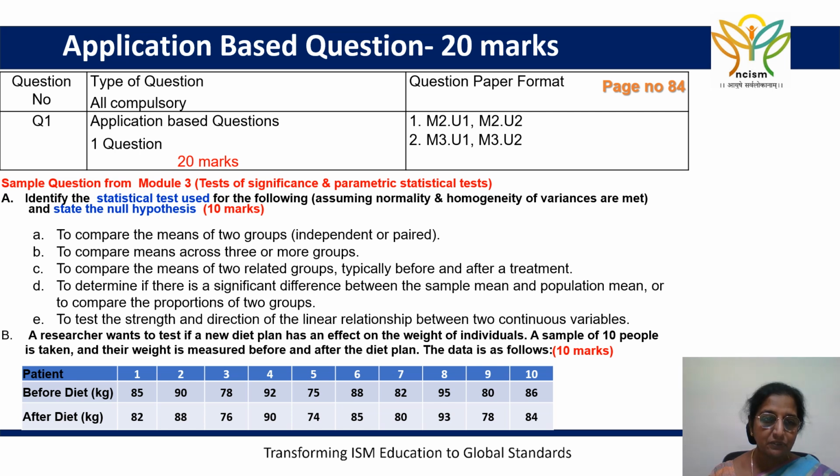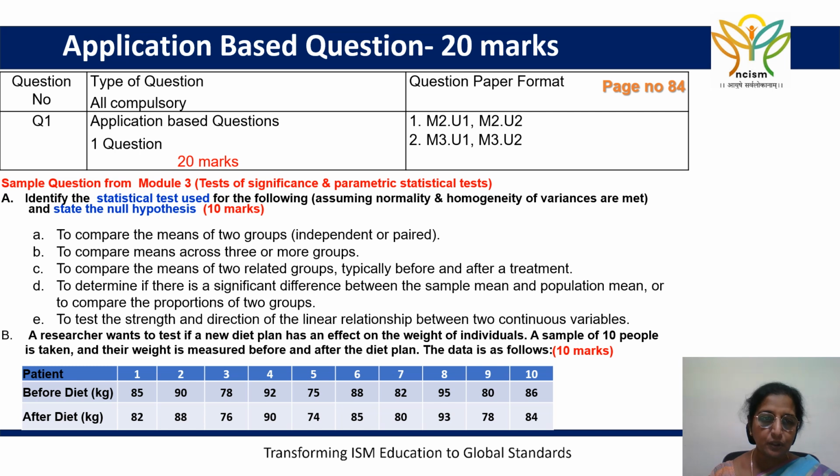Coming to the last subdivision, to test the strength and direction of the linear relationship between two continuous variables. Coming to the B part of the question, a researcher wants to test if a new diet plan has an effect on the weight of individuals. A sample of 10 people is taken and their weight is measured before and after the diet plan. The data is shown as follows and it carries 10 marks.